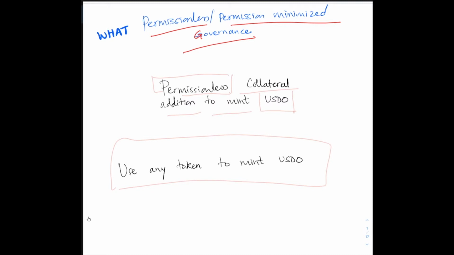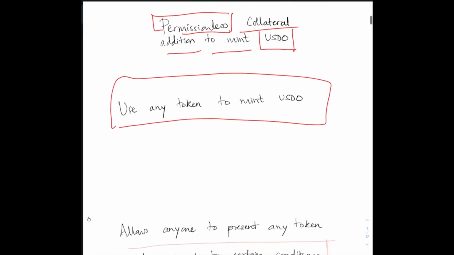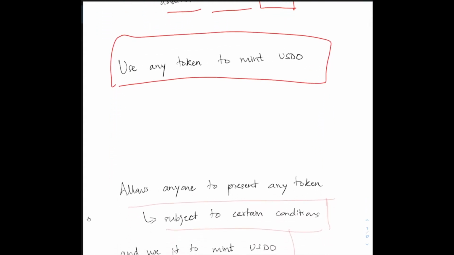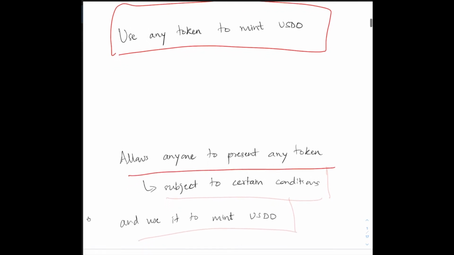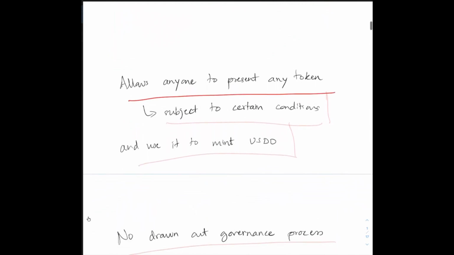So one of the key things we want to implement as part of that is a process in which any token can be added in a permissionless manner to mint USDO. The objective is to use any token to mint USDO, which allows anyone to present any token, subject to certain conditions.